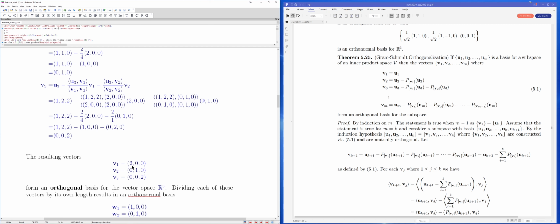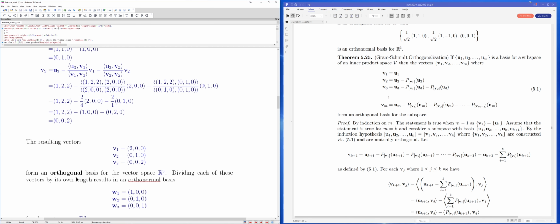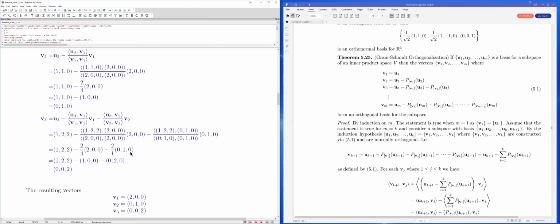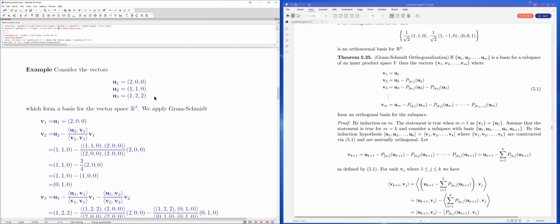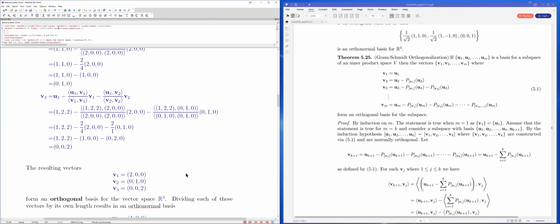And you can see that these are mutually orthogonal. If you take the inner product of any two different ones, you will get 0, right? Okay, so this is an orthogonal basis for my R3 that was constructed from my original basis here. This one to start off with was not orthogonal, but this one now actually is orthogonal.